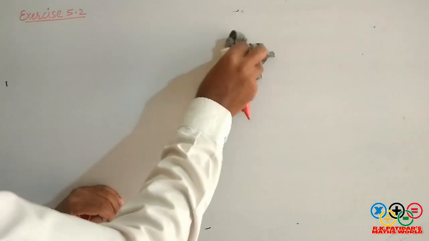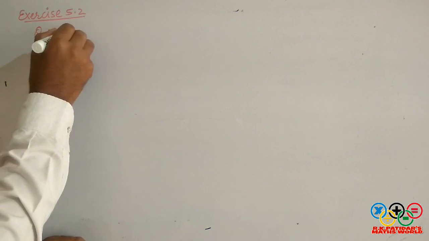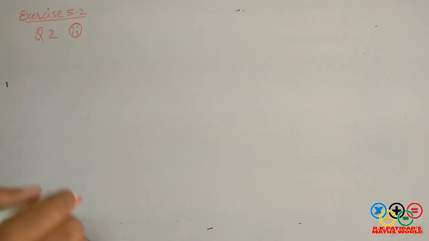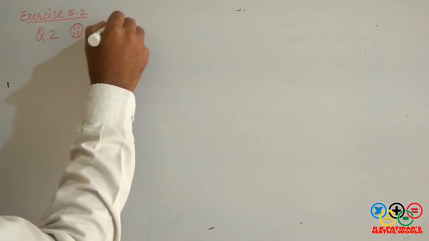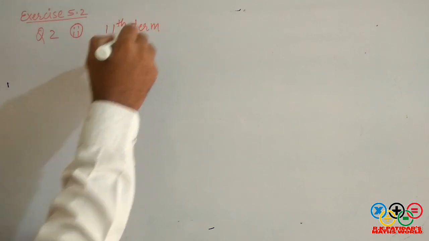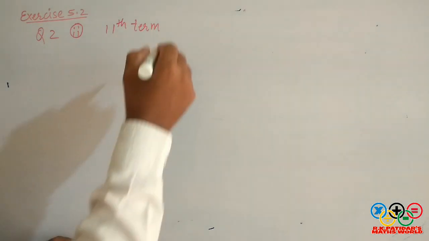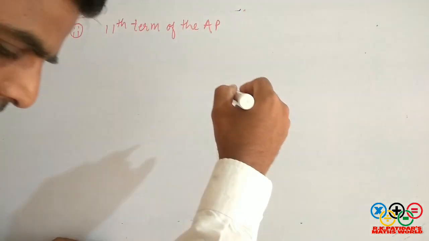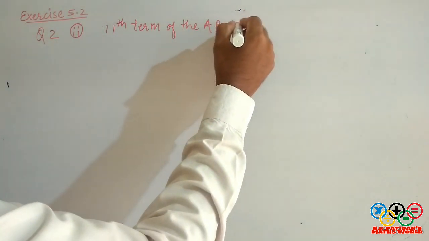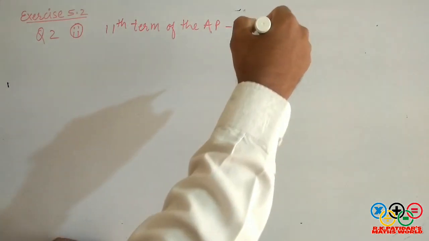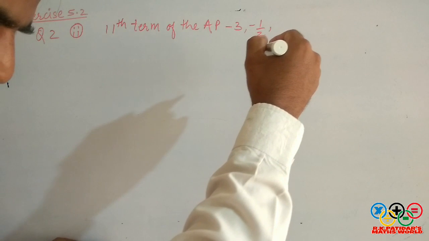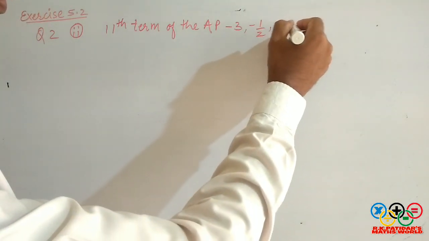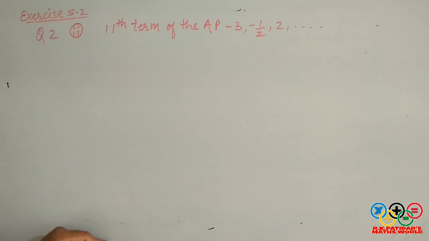AP is given. OK, so I am going to start the second part of question number 2. In that second part, we have to find out the 11th term. What do you have to find out? The 11th term of the AP. And that AP is what? -3, -1/2 and 2 and so on. We have to find out the 11th term of the AP.